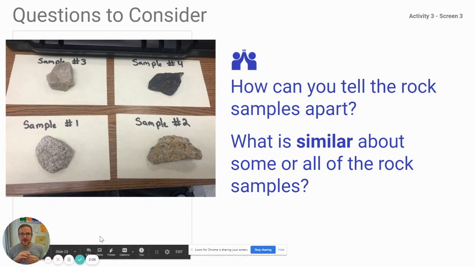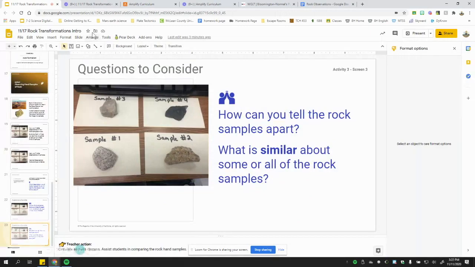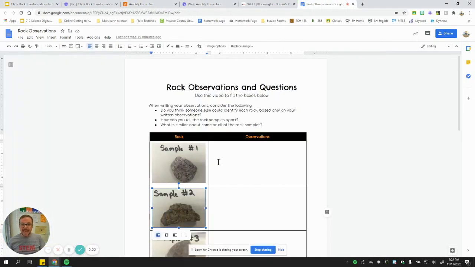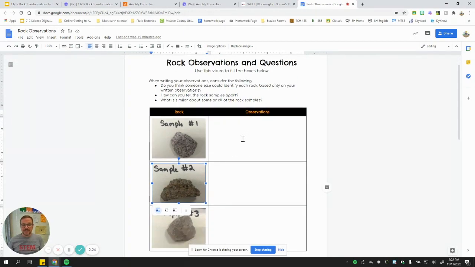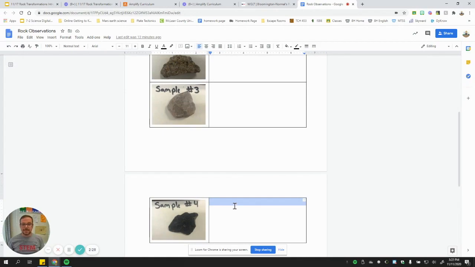Now, the next portion of this video will be kind of slower and go through a detailed representation of each of these hand samples. After the video is over, I want you to make sure you're going into the document that looks just like this and making some observations of each of the samples. So sample 1, sample 2, sample 3, and then sample 4.